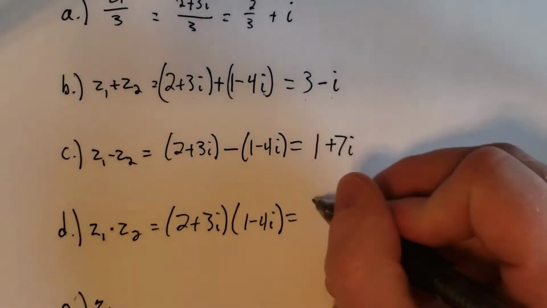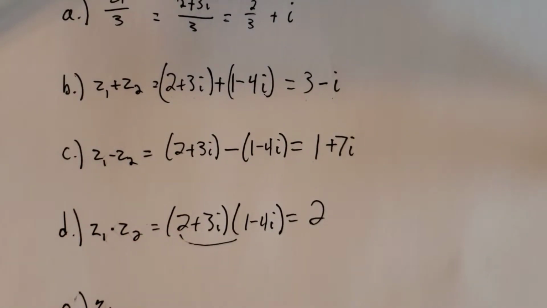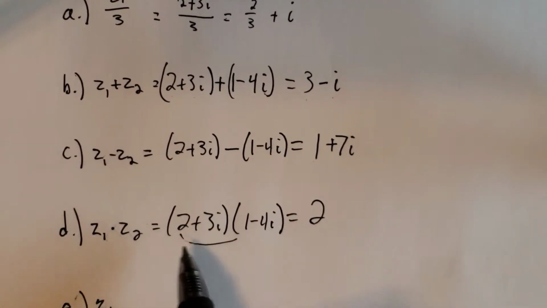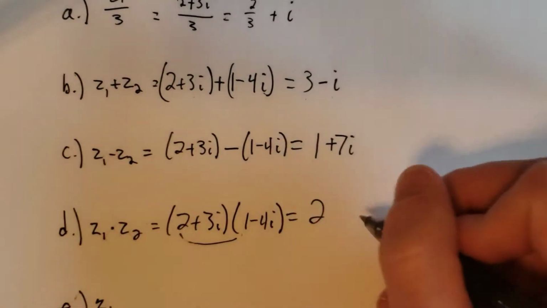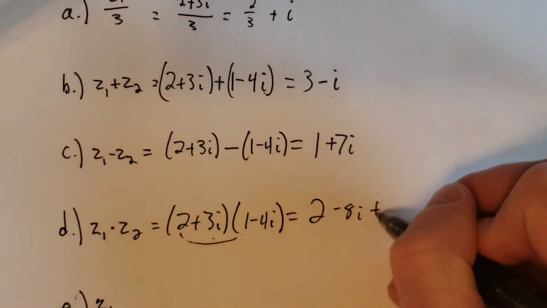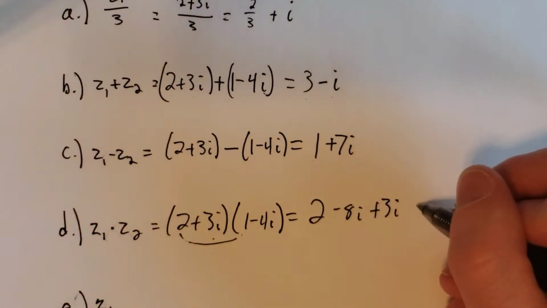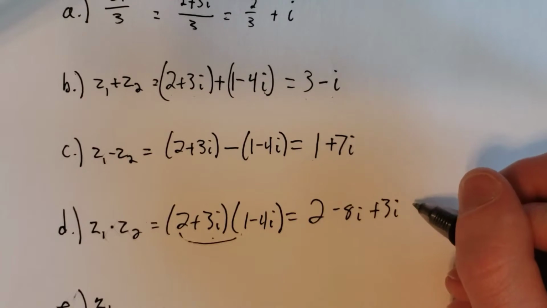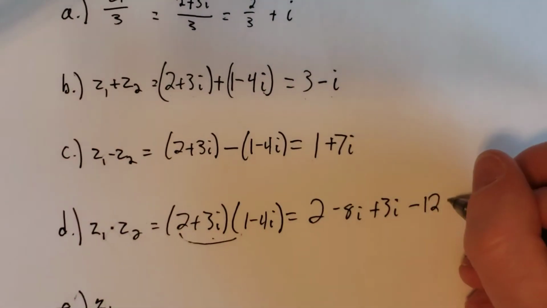2 times 1 is 2. We've got to do the FOIL method, or really what are we doing? We're just distributing, whatever you want to call this. Distributing is the appropriate term. We are distributing across, so 2 times 1 is 2. 2 times -4i is -8i. 3i times 1 is positive 3i, and 3i times -4i is, let's see here, 3 times -4 is -12, and then i times i is i squared.